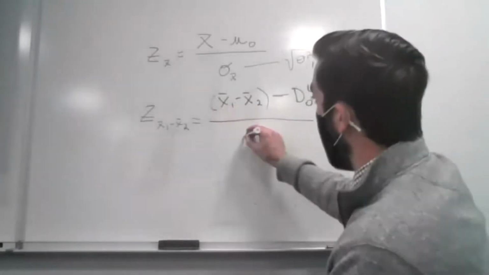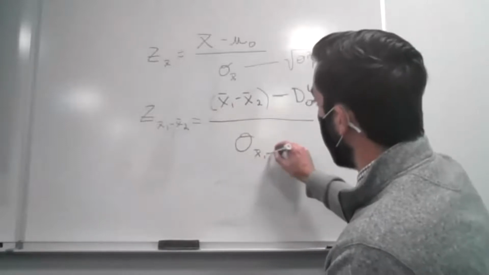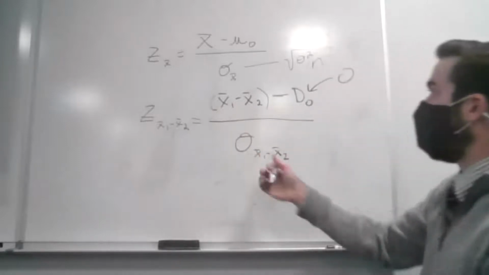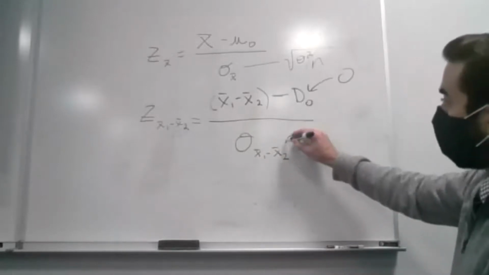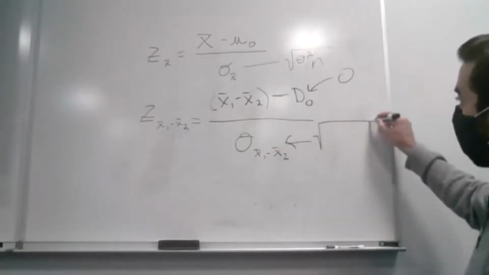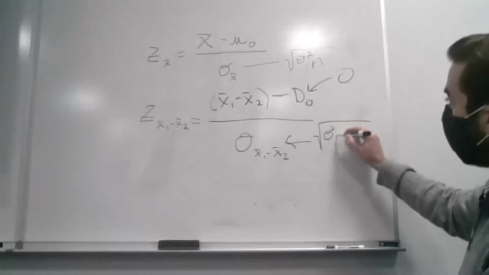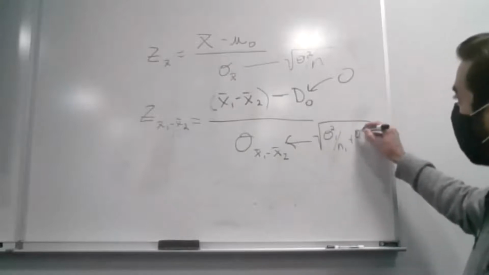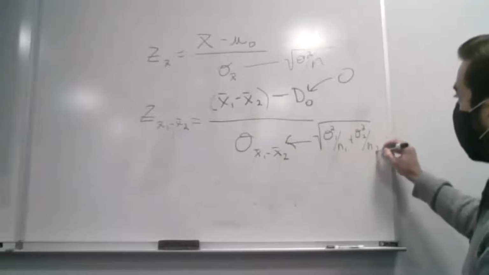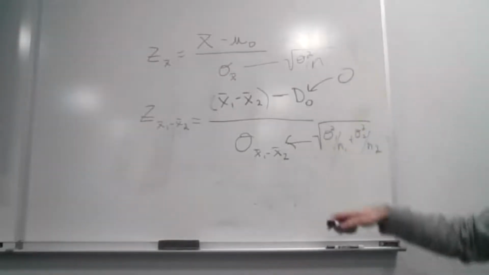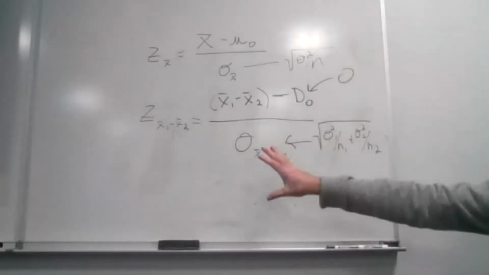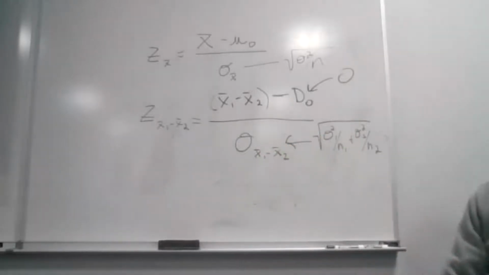We'll then divide by the standard deviation of the statistic we're interested in, which is the standard deviation of the difference in our sample means. But we know that the equation for this is the square root of each group's population variance divided by that group's sample size. So it's still following the same exact format. We're still calculating a z value. It's a z statistic, a test statistic.